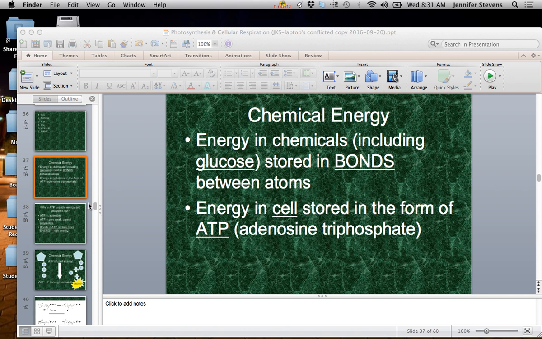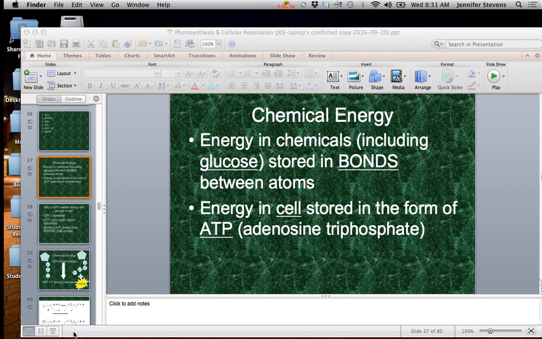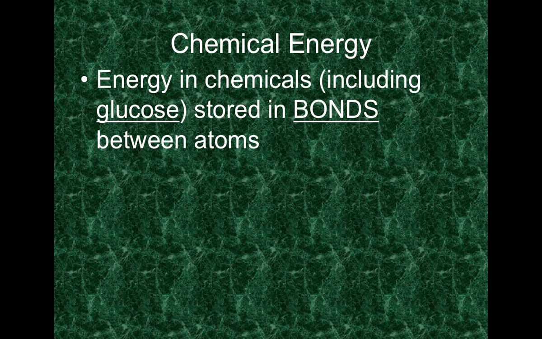All right, in the second half of this unit, we are going to look at some chemical energy and also talk about cellular respiration. This chemical energy is really important because it is how we actually get the energy that we need in order to power our life processes. So let's talk a little bit about that chemical energy because we did already mention it when we talked about photosynthesis. But the energy in chemicals, including glucose, is stored in the bonds between the atoms.